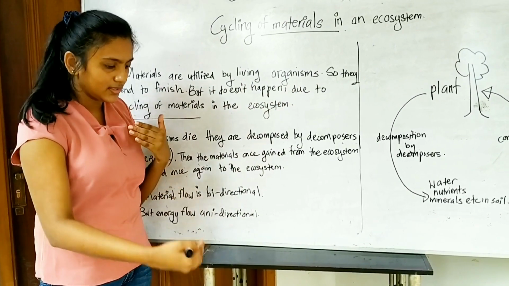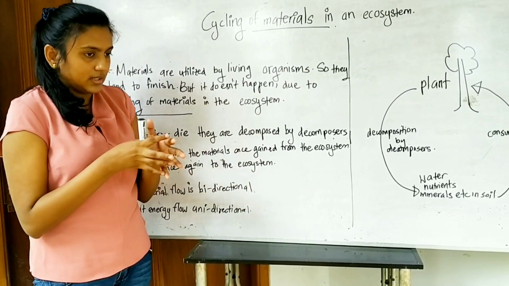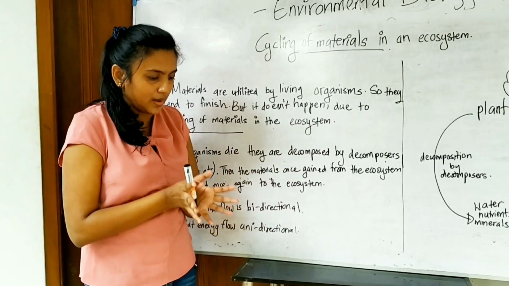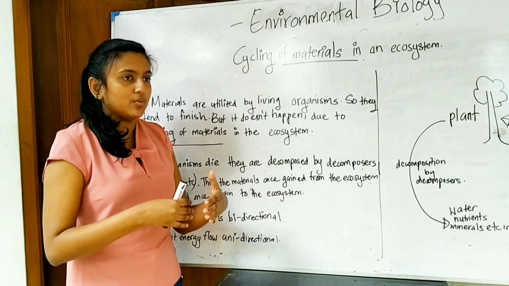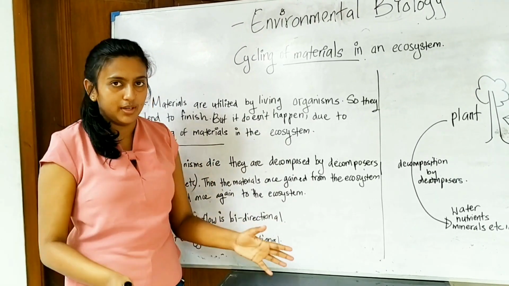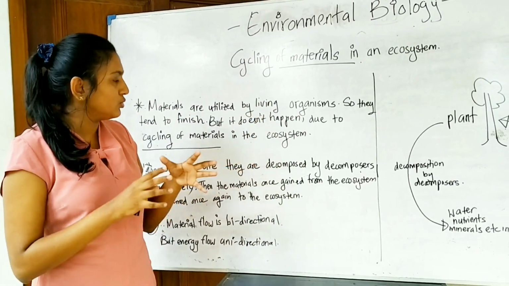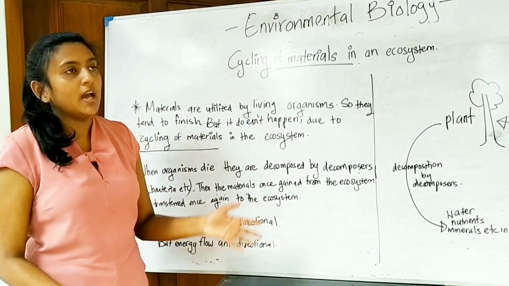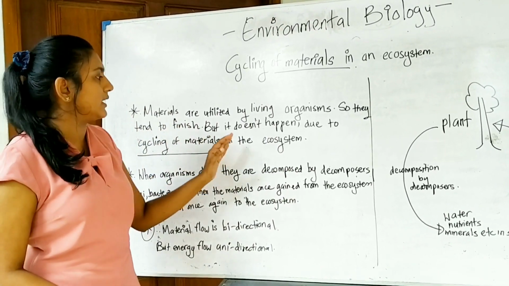So when things are utilized, they tend to finish. When there is a particular definite amount of something, and if we use it, then the amount would reduce, and at one point of time it would finish. But in the case of an ecosystem, these materials do not finish off completely. The reason is the cycling of materials in the ecosystem.